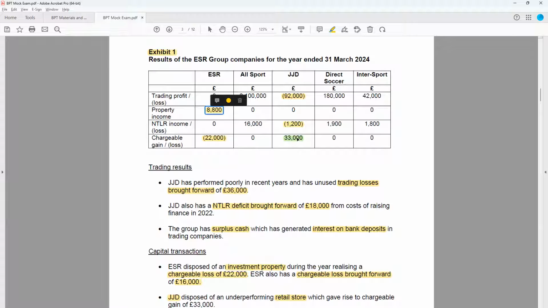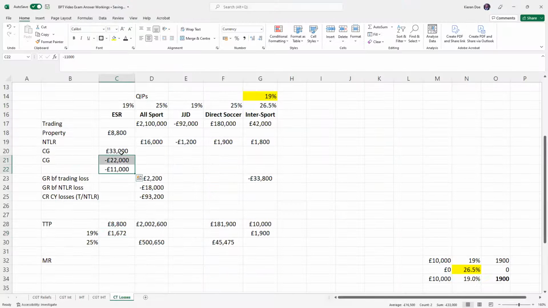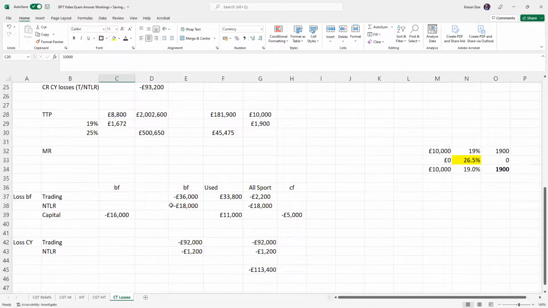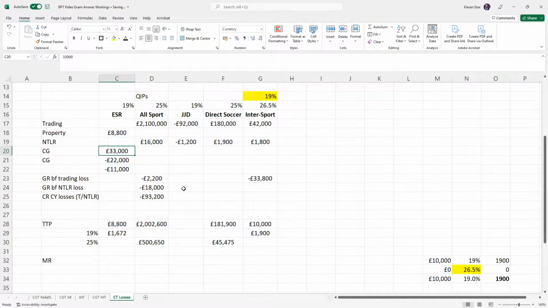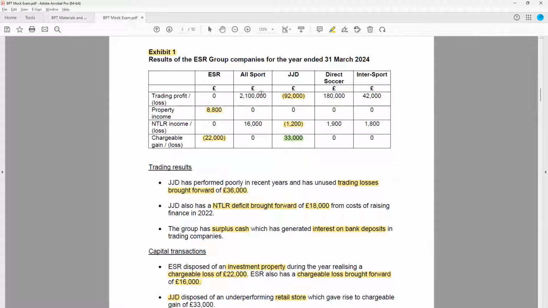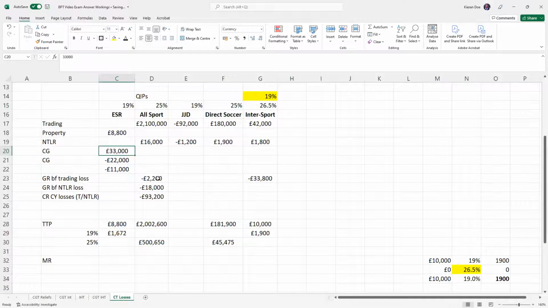If we had the chargeable losses, we had the chargeable gain, but the losses got used there against the gain, and the rest get carried forward because they can't be used against anything other than gains. So that makes sense that that's the amount left there. All Sport had trading and NTLR, so that's claimed some of the losses, but actually, JD's losses have now, of course, all been used. So obviously, you're going to end up with a small formula issue here, but I'll just put 0 here. So JD's losses have been used in full.